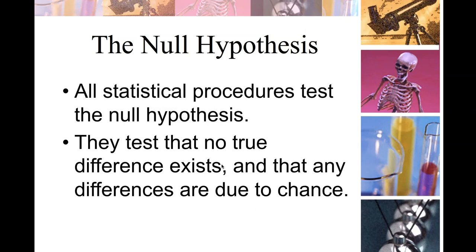Remember that the null hypothesis is that there's no difference between group A and group B, that there's no difference between knowledge of a freshman and knowledge of a senior, that there's no difference in the height of males and females, whatever. The null hypothesis is that there's no difference, and that any difference we see is just due to random chance, right?